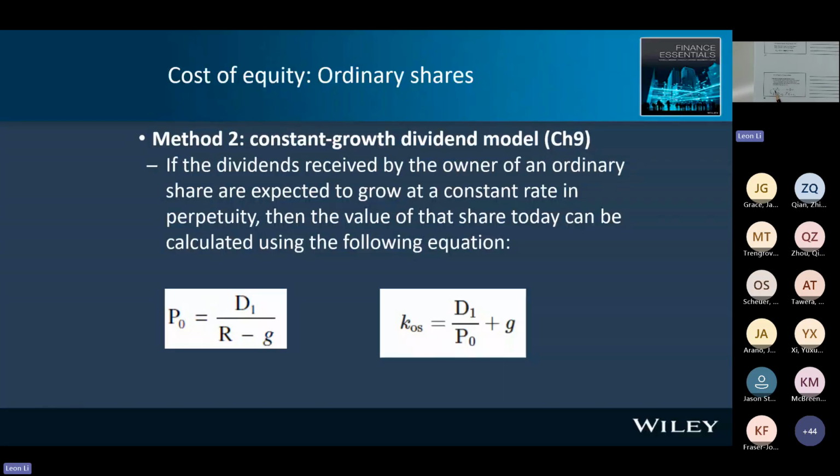It's not difficult. So R is here. And I know return is the cost, right? So R is K. So the cost of ordinary share will be here. This is our method 2, DGM model. So cost of ordinary share is D1 over P0 plus G. All right, so this is our method 2.